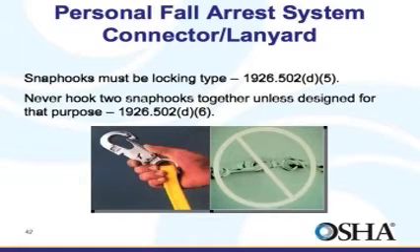Unless the snap hook is a locking type and designed for the following connections, snap hooks shall not be engaged directly to webbing, rope, or wire rope, to each other, to a D-ring to which another snap hook or other connector is attached, to a horizontal lifeline, or to any object which is incompatibly shaped or dimensioned in relation to the snap hook that could depress the snap hook keeper and release it.